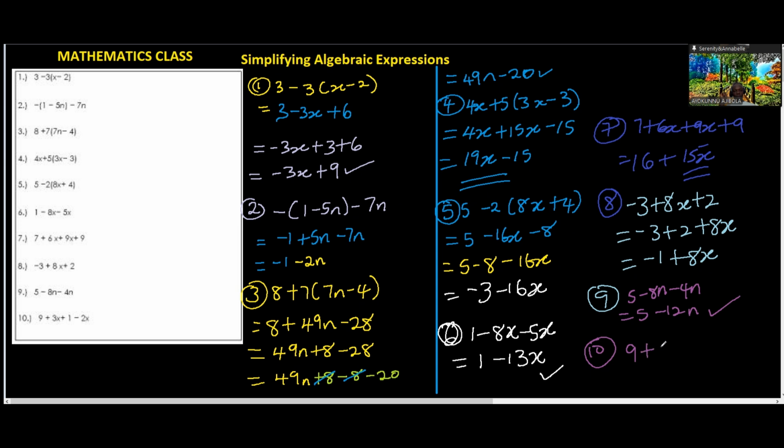Okay, the last number. 9 plus 3x minus 1, then minus 2x. So we have 9 and 1 without x, that is 9 minus 1. And we have 3x and 2x with x, so that is 3x minus 2x. So we have 9 minus 1 is 8, and 3x minus 2x is only 1x.